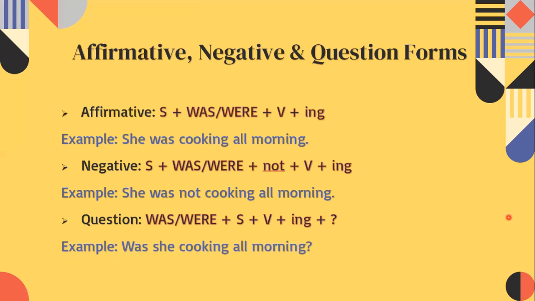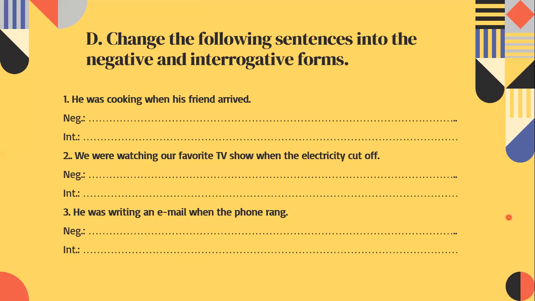Negative means someone did not do this. So I say she was not cooking all morning. Subject was or were plus not plus verb plus ing. And in the question, I start with verb to be. So was or were plus the subject plus verb plus ing, then a question mark. Was she cooking all morning?